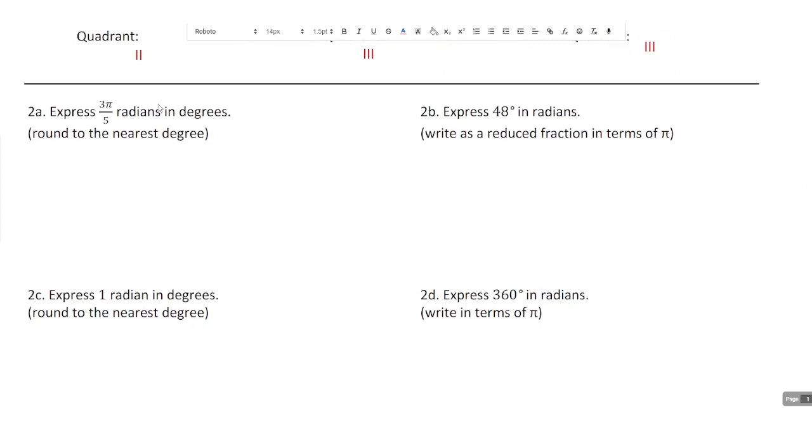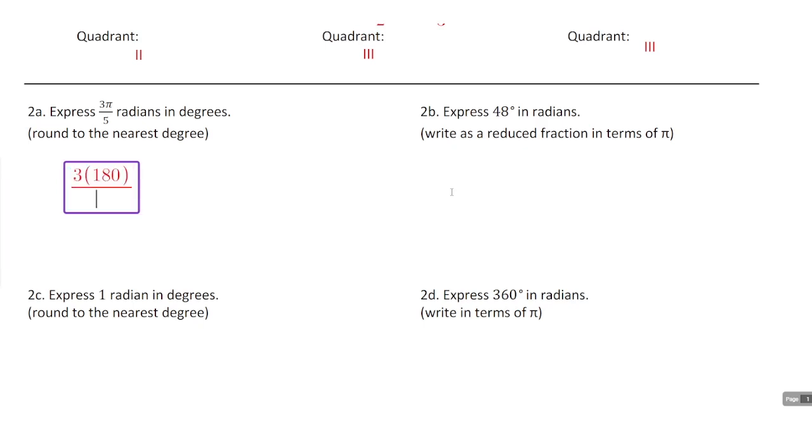2a says express 3 pi over 5 radians in degrees. So what we need to do here is replace that pi with 180 and divide by 5. Converting from radians to degrees is a little bit easier because all you have to do is just replace the pi with 180. But you can only do that if you have a pi. We're going to see in 2c that you won't always have a pi, and I'll show you how to set that up when we get there.